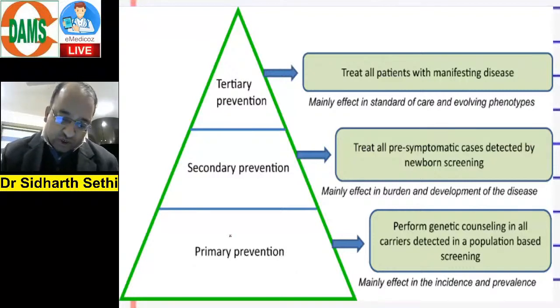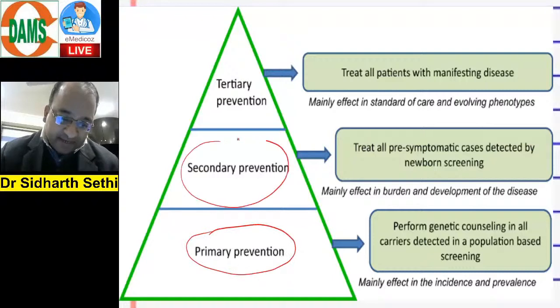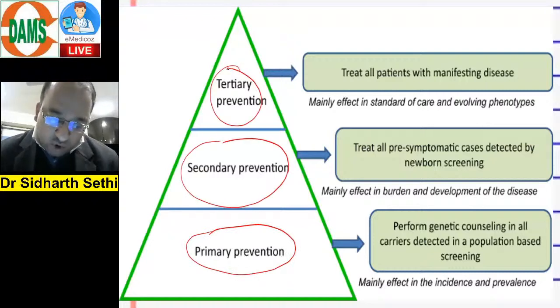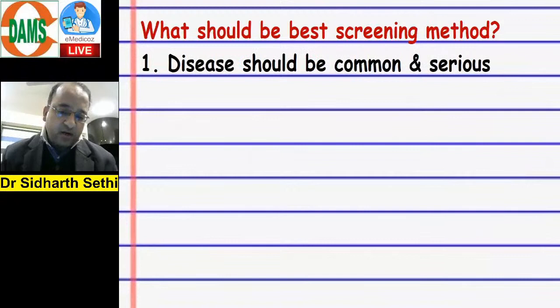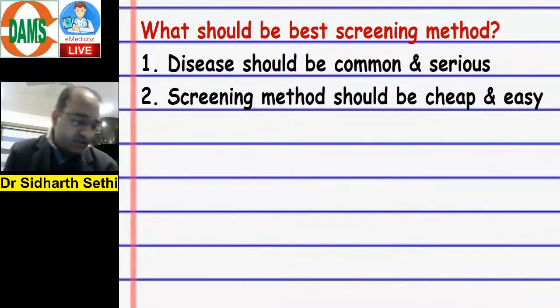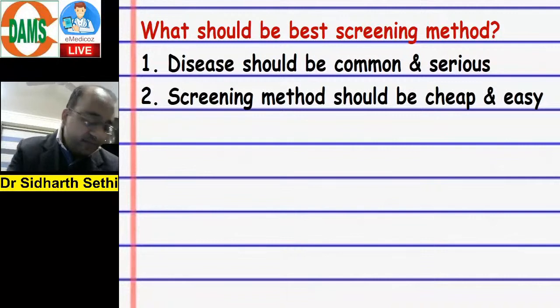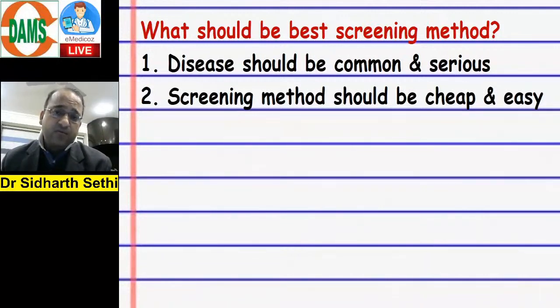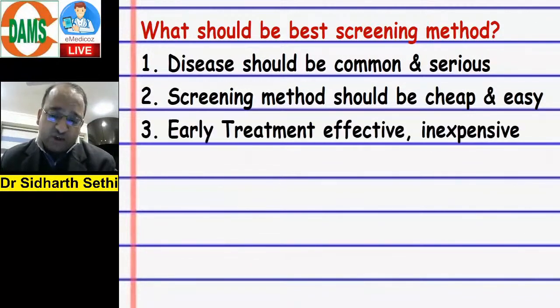Okay, so we have already discussed primary, secondary, and tertiary. Now, my question to all of you is, which disease can we diagnose by screening? I said it should be a disease which is common and serious. So you need to know about a disease which is common and serious. For example, cervical cancer. For example, hypothyroidism. Then the screening method, whether it's a pap smear for cervical cancer or, say, the dried blood spot we are talking about today for TSH, it should be easy.